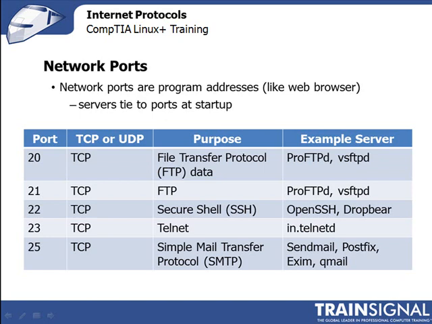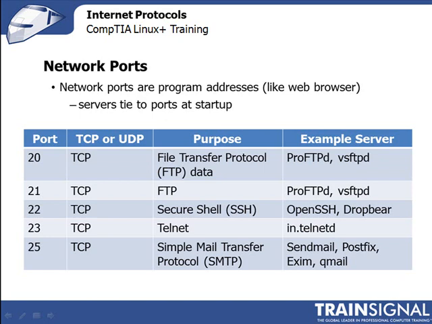First we have port 20, which uses the TCP transfer protocol. Its purpose is for FTP data, and an example server is ProFTPD or vsftpd. Port 21 is exactly the same. Then we have port 22, which uses TCP. Its purpose is for secure shell, and example servers are the OpenSSH server and Dropbear. Next we have port 23, which also uses TCP, and its purpose is Telnet. And an example server is in.telnetd.